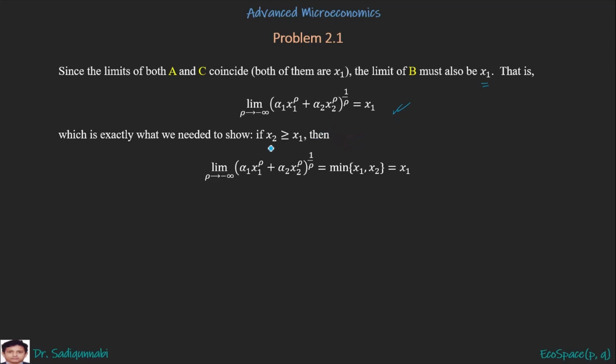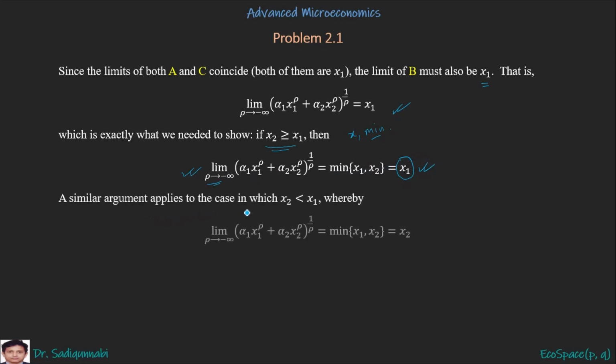So if x1 is minimum, then the limit of this is the minimum of x1 and x2, which is x1. So applying the limit, we get this result. Now the case when x2 is less than or equal to x1. So when x2 is the minimum value, the limit of this is equal to x2.